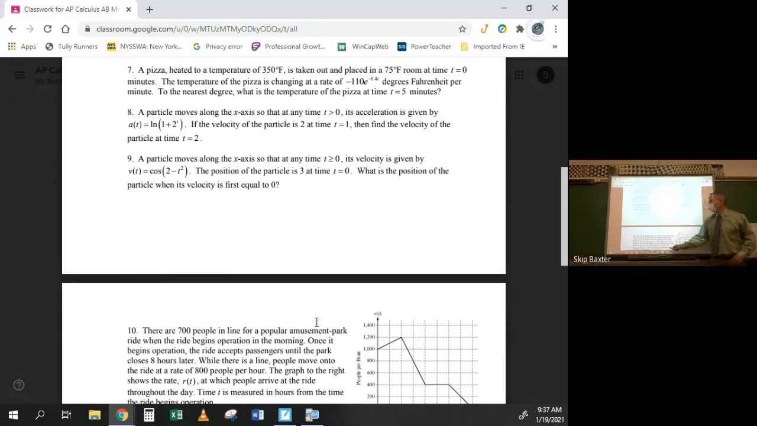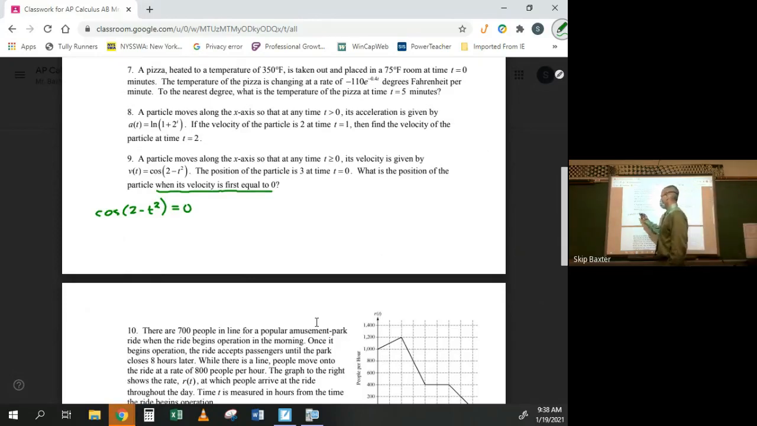So the first thing we need to do is figure out when its velocity is first equal to 0, so that we know the ending time that we're looking at. We could just set this velocity function, cosine of 2 minus t squared, equal to 0. Now how to solve that? There's a couple different ways you could do it. You could do it in an analytical way, or you could do it using a calculator. I'll try and do it in an analytical way first.